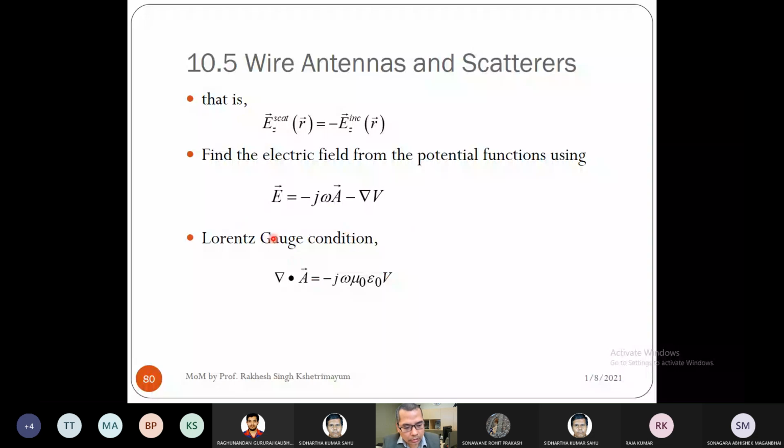In the Lorentz gauge condition, you find the divergence of A. If I want to find the curl of A, I can easily find it from the magnetic field. But I do not know the divergence of the magnetic vector potential. If I want to know everything about a vector, I need to know the divergence as well as the curl. So the divergence you get from the Lorentz gauge condition. From the Lorentz gauge condition, the divergence is equal to minus j omega mu naught epsilon naught times V. So you can plug it in here, and you can find out what the electric field is now.